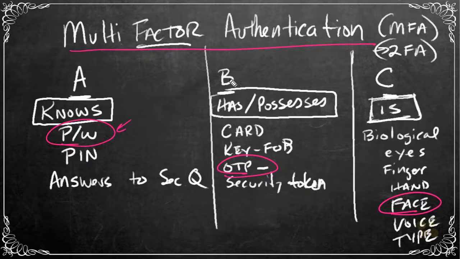I also want to point out here that in category B, something that the user has or possesses, if we have a smart card with a chip, that smart card could also have a certificate, which would be another example of something that the user has and could use as part of that authentication.